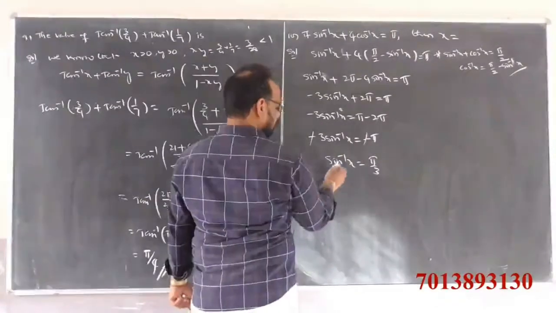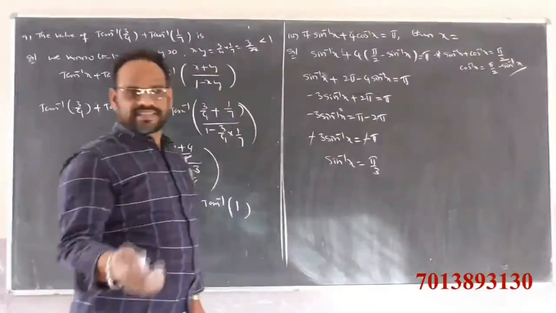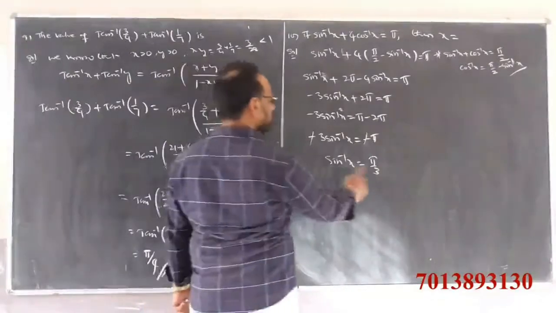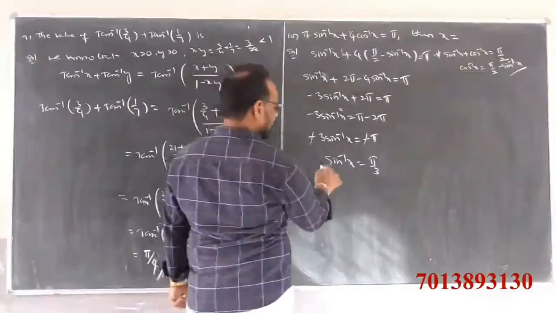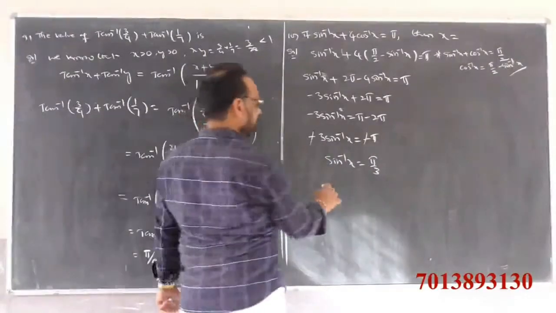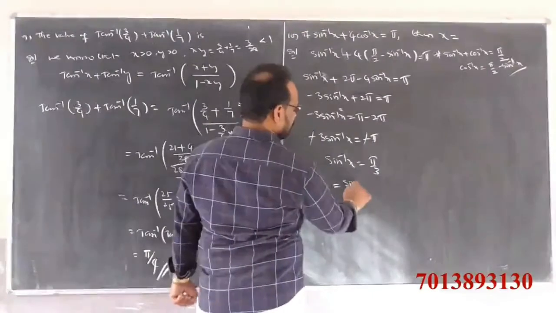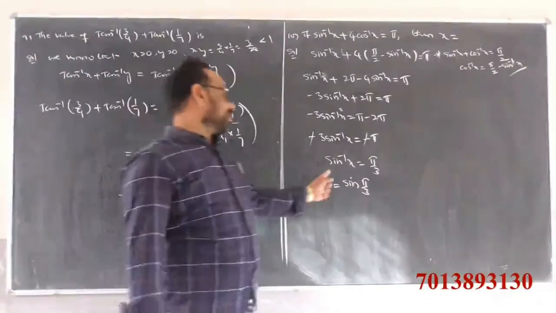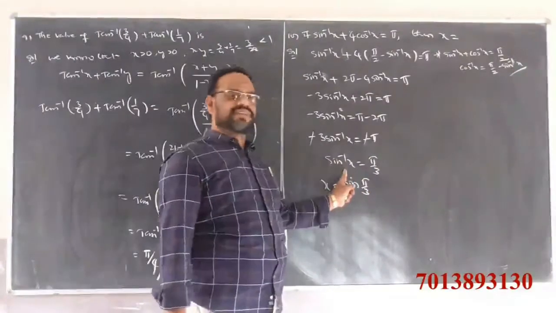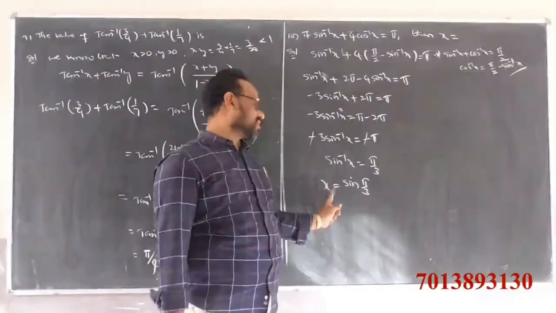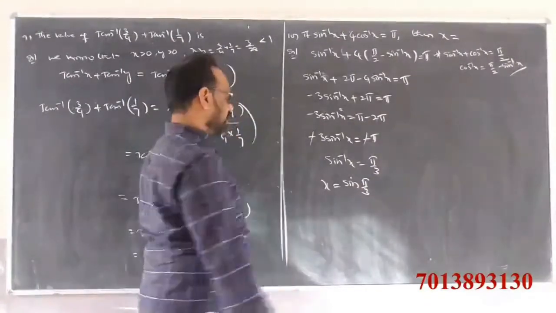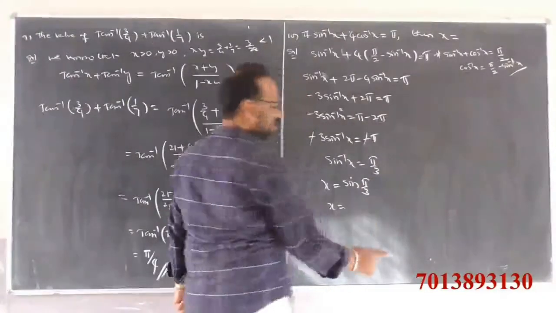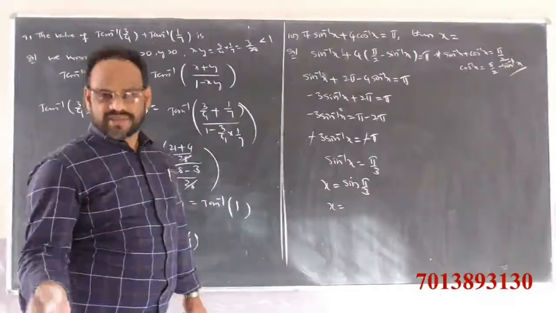If sin inverse x is equal to alpha, x is equal to sin alpha. So if you apply the sin function on both sides, sin of sin inverse x, we get x is equal to sin pi by 3. That is x is equal to sin pi by 3.